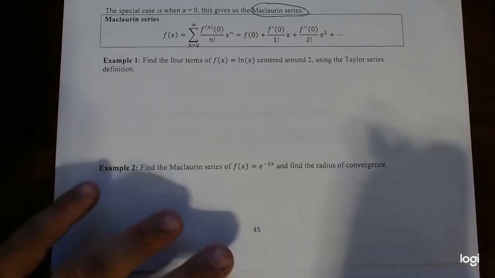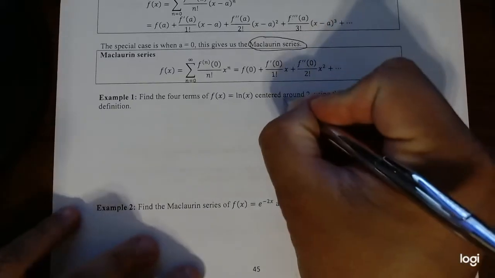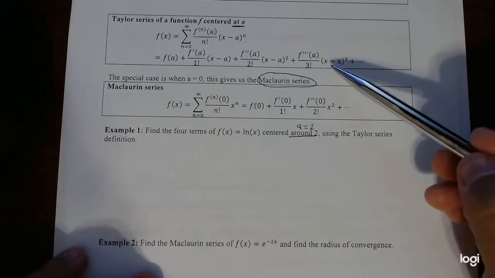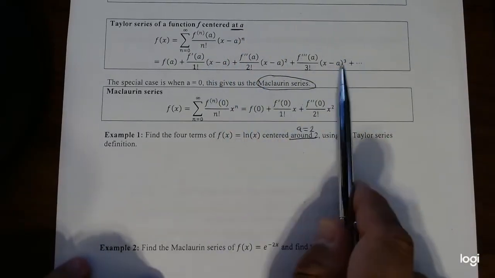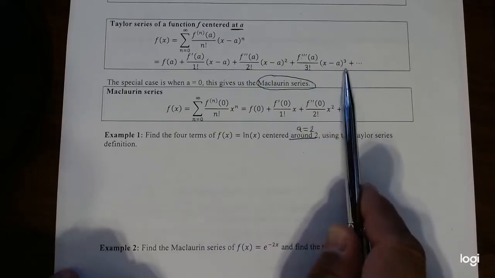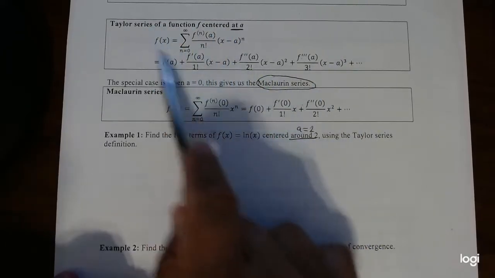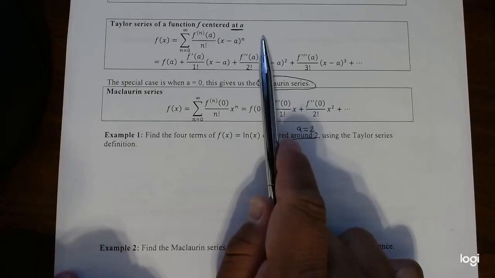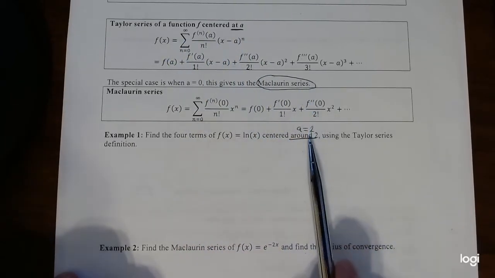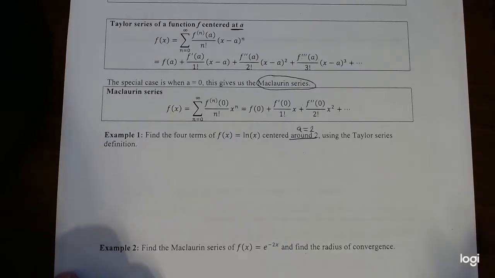Okay. So when it says centered around 2, what that's saying is we're letting a equal 2 in this definition. So in this case, it's going to be x minus 2, x minus 2, x minus 2. That's what that represents. And in the power series, again, x minus 2. So everywhere you see an a in here, we're going to plug in 2 instead. That's what I mean by centered around that portion.